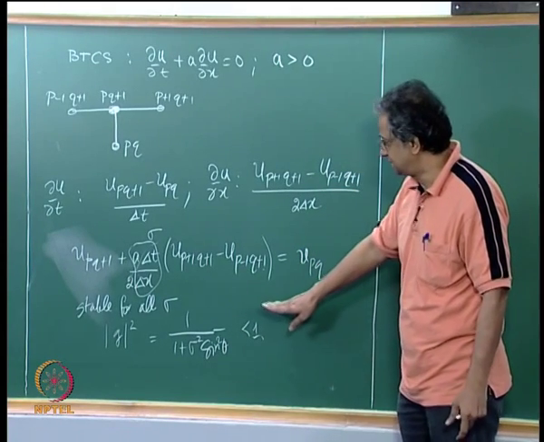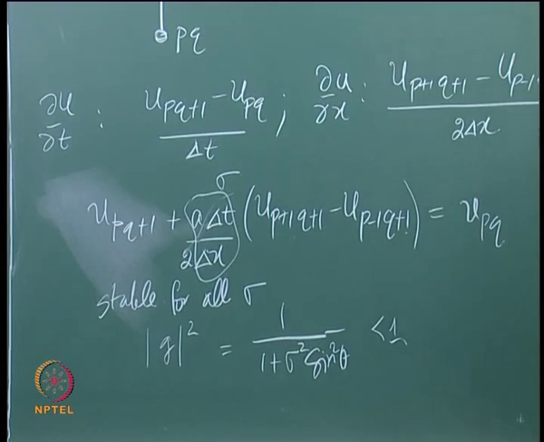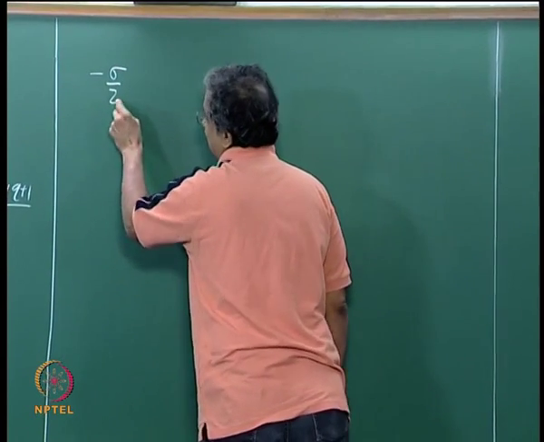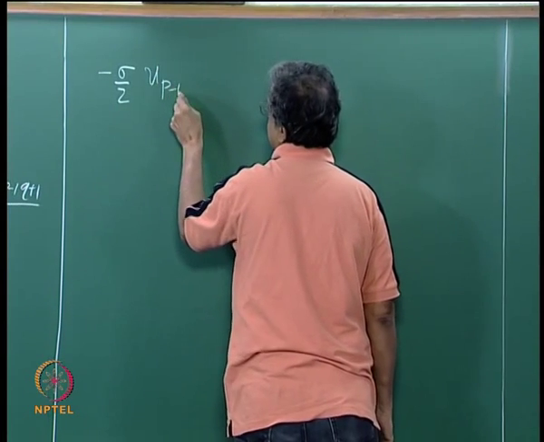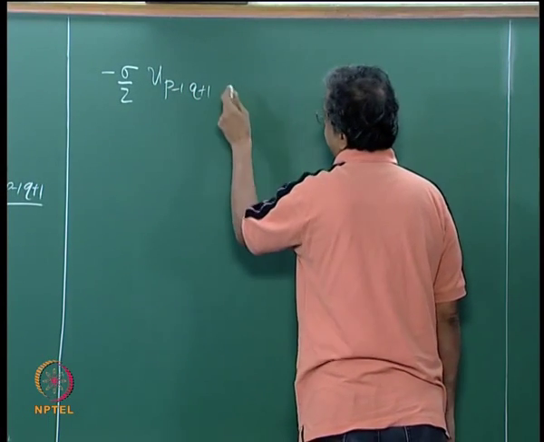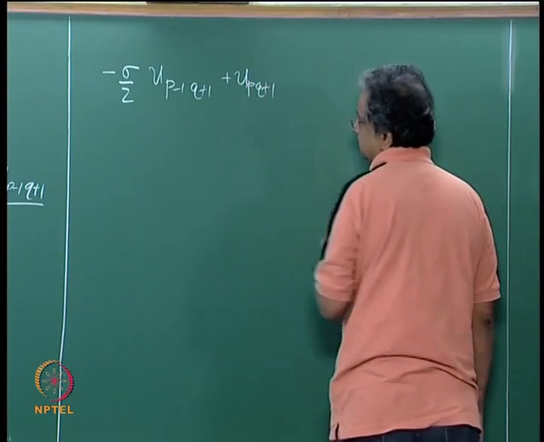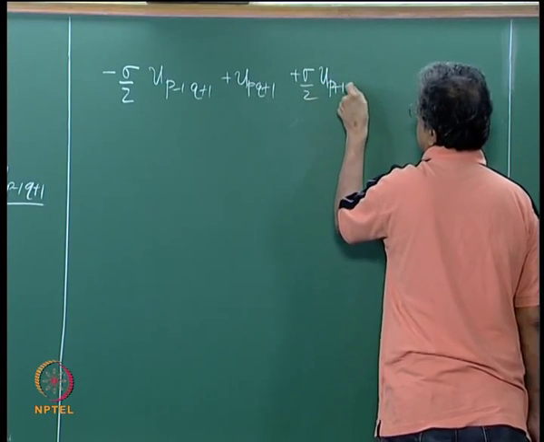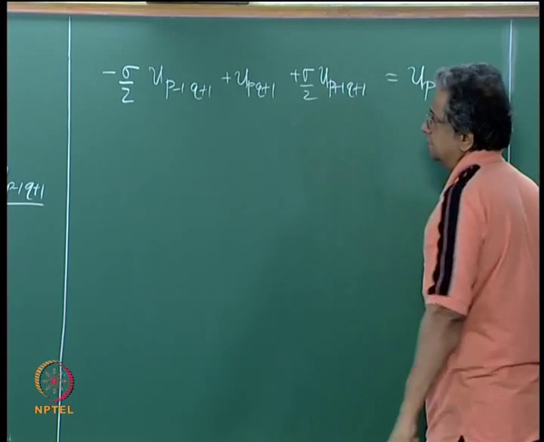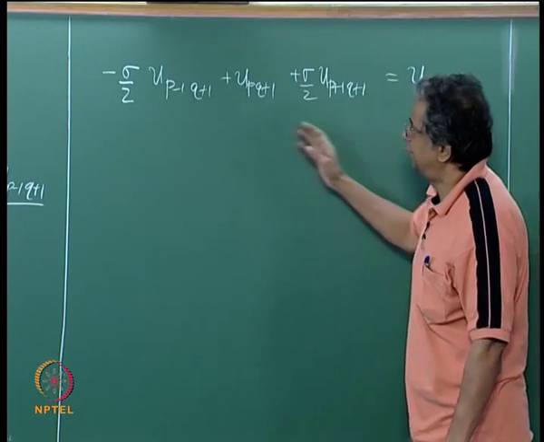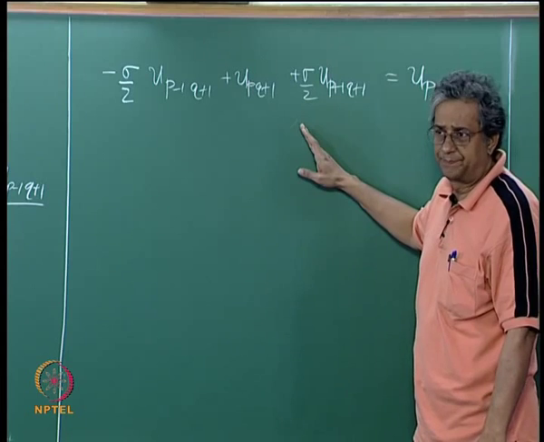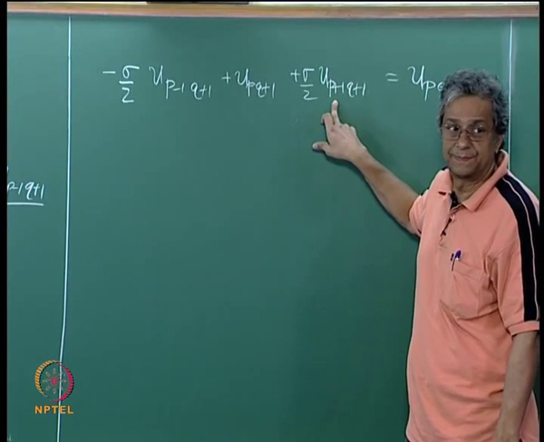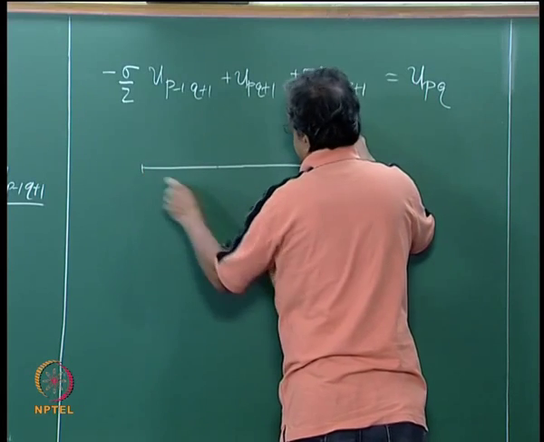If I look at FTCS and I look at this equation, I've sort of messed it up, so I can rewrite it. Now I'm going to write it in a slightly different form. I have written it in this form so that you can see that this actually forms entries in a tri-diagonal matrix. The diagonal term is U_P^(Q+1), the subdiagonal is P minus 1, the superdiagonal is P plus 1, okay.